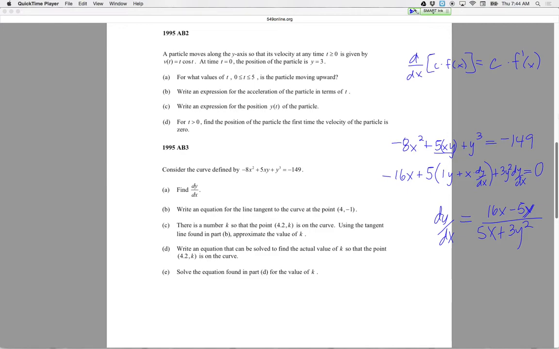But anyways, write an equation for the line tangent to the curve at 4, -1. What do you need to be able to write an equation for the tangent line?